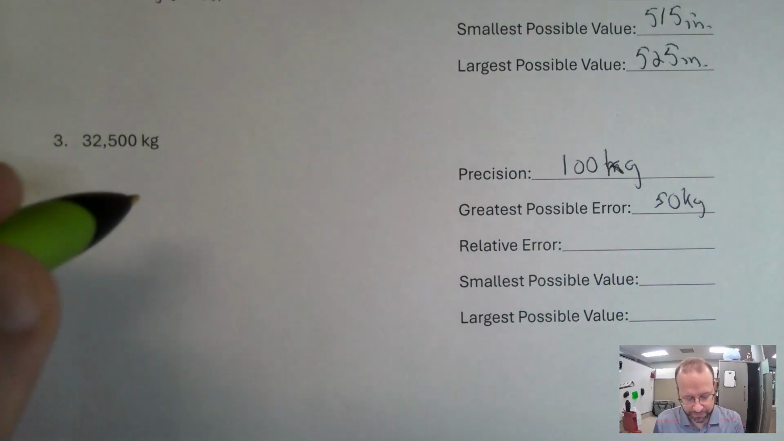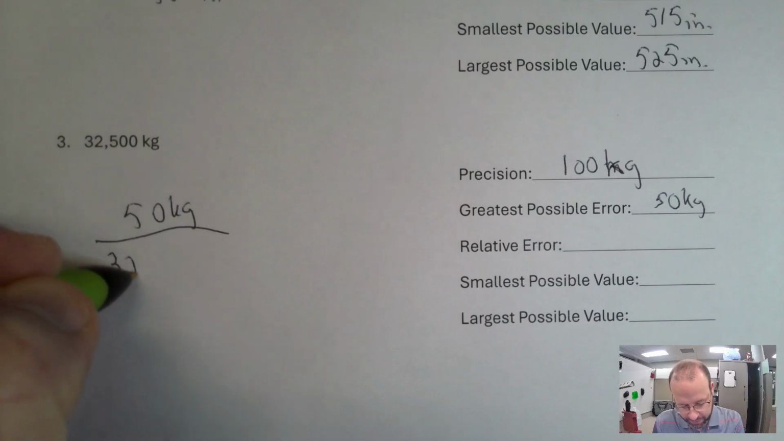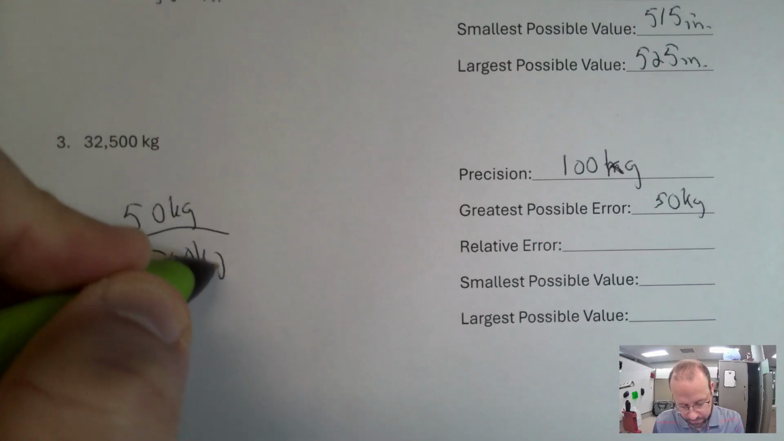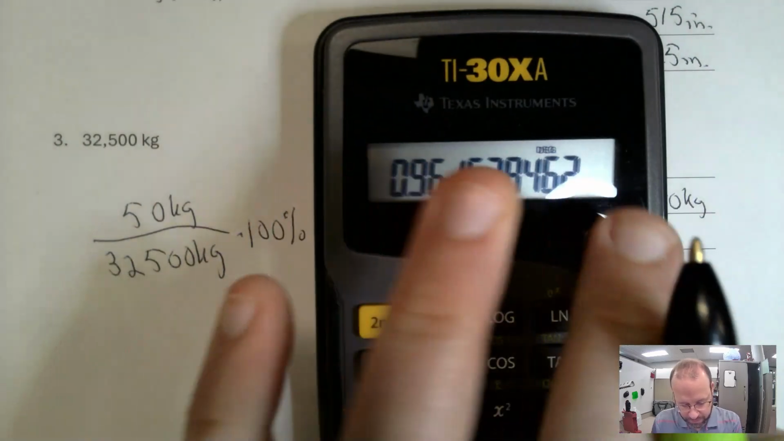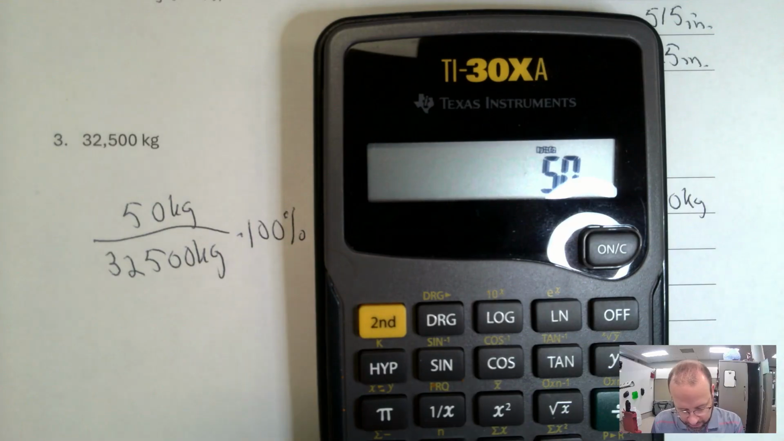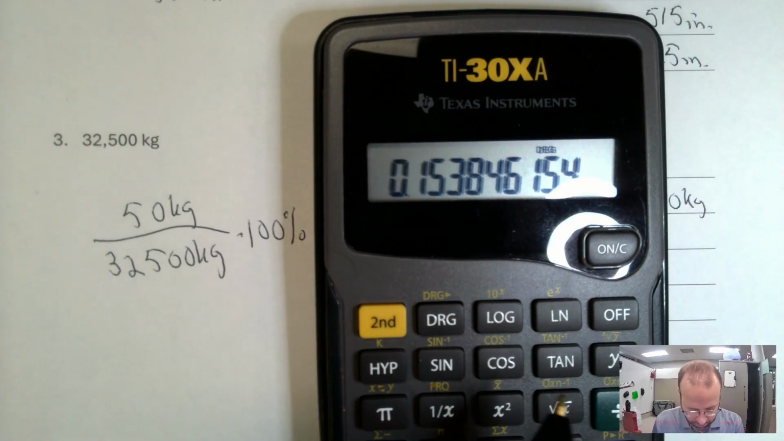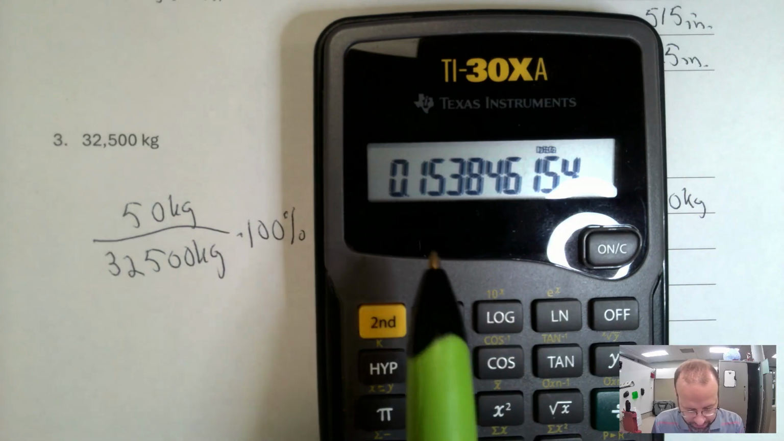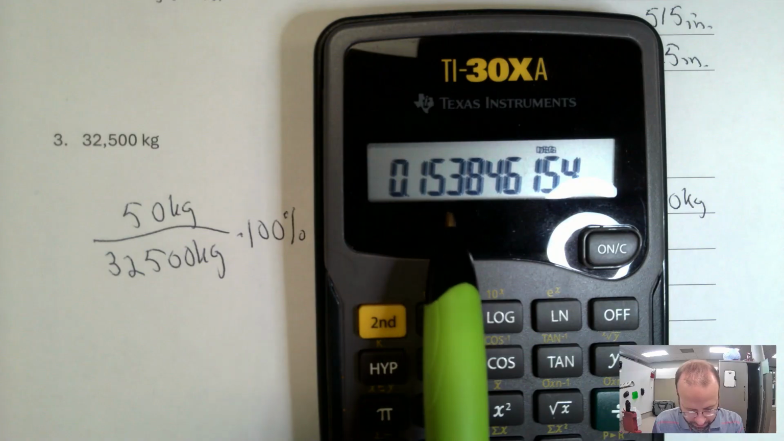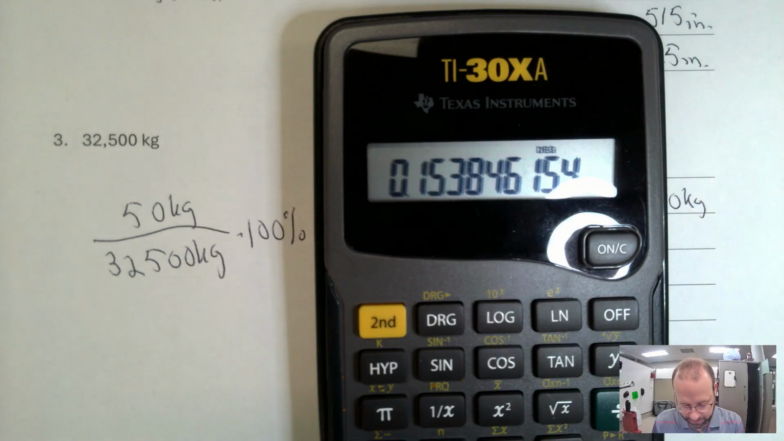To find our relative error, we take our greatest possible error and divide it by the measurement number itself, multiplying by that 100% to make a percent. 50 divided by 32,500, and then times 100, gives me 0.153846. This measurement number has 3 significant digits, so I'm going to round this to 0.154, because I need to round up because the 8 follows.